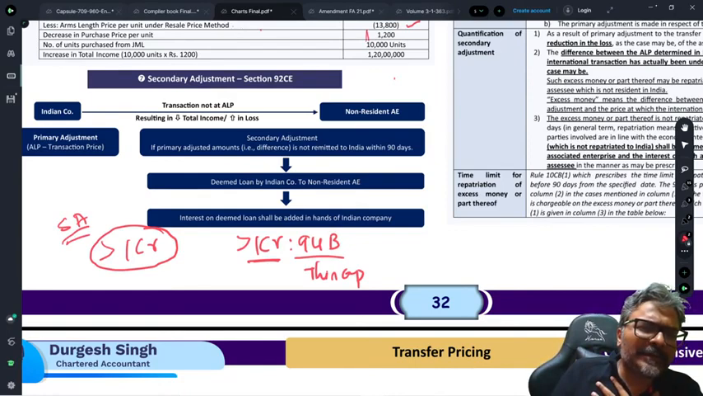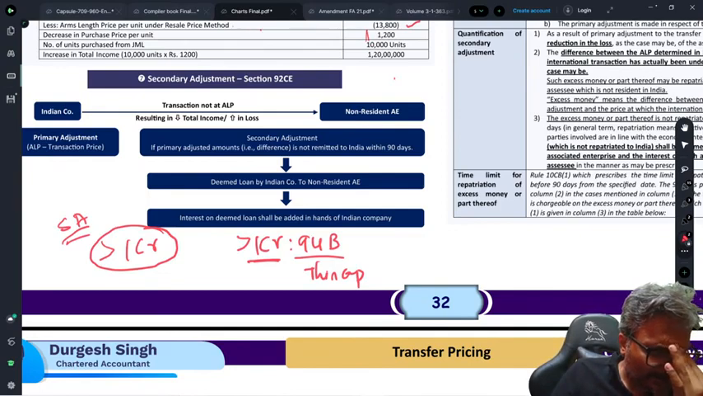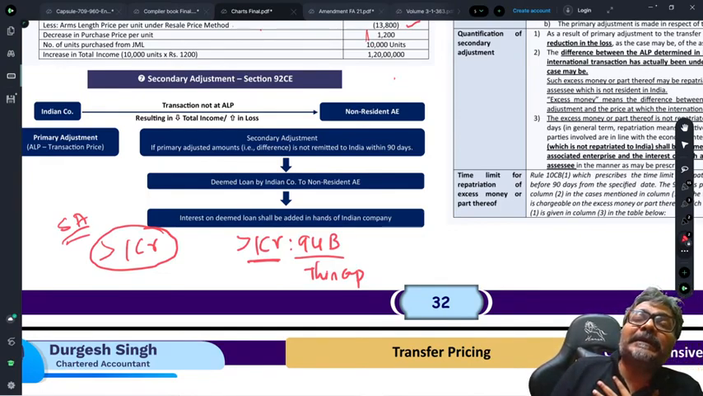Here, students, in this particular context, what we say is this: the difference between the primary adjustment and the secondary adjustment, the difference between the ALP and the transfer price, if it is more than rupees 1 crore, then the additions that you will do in your solution, you will refer to as a primary adjustment, because the addition is going beyond rupees 1 crore. So if the difference between the ALP and the transfer price is going beyond rupees 1 crore, that will be referred to as a primary adjustment.